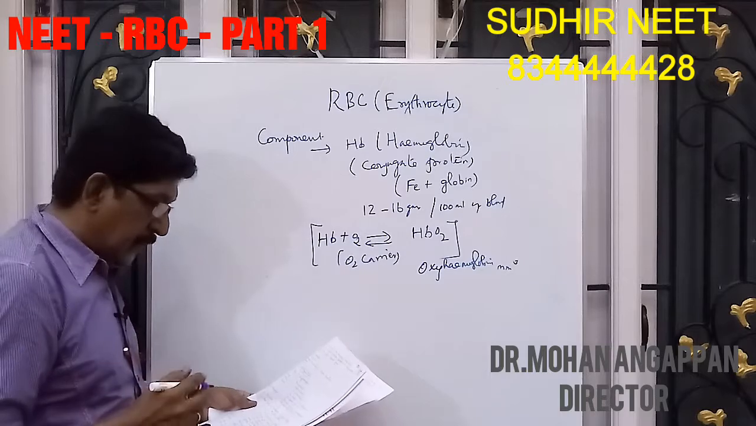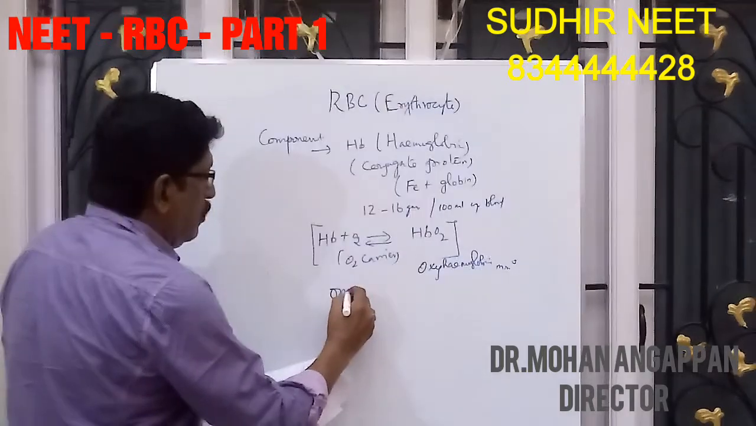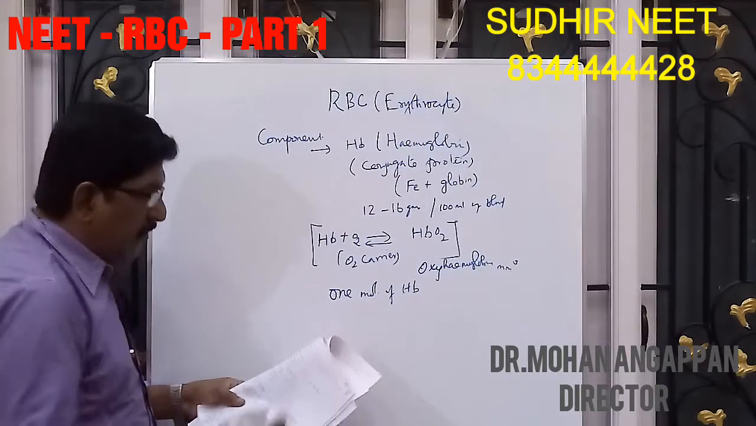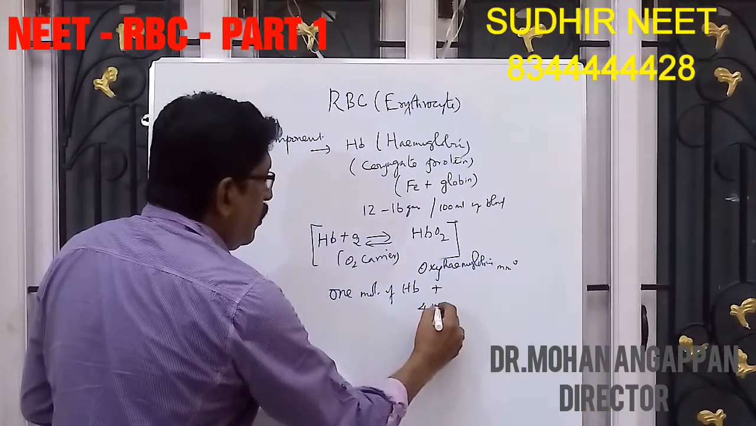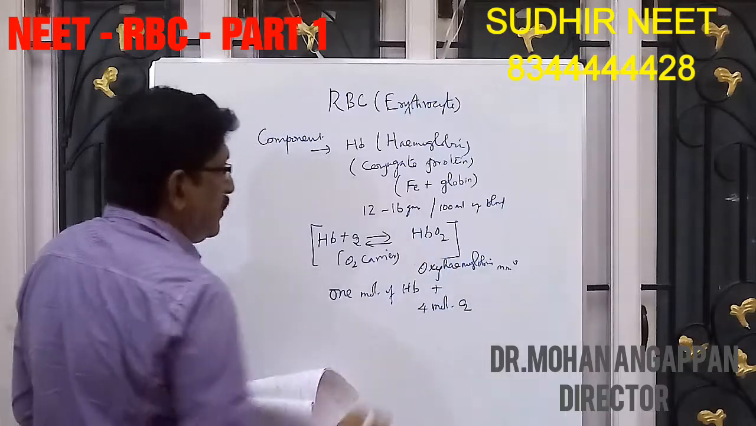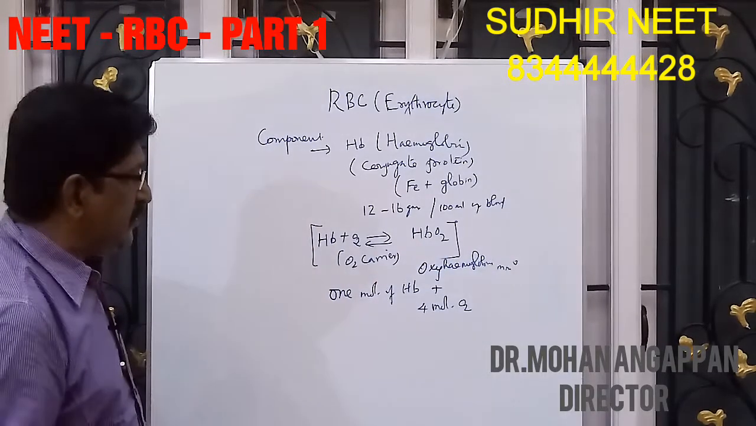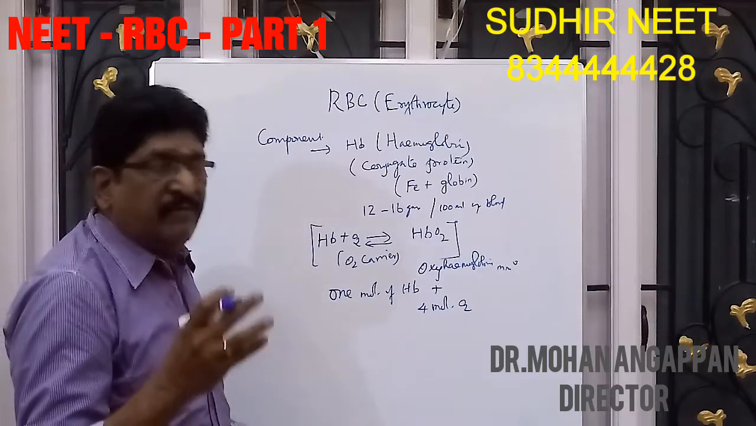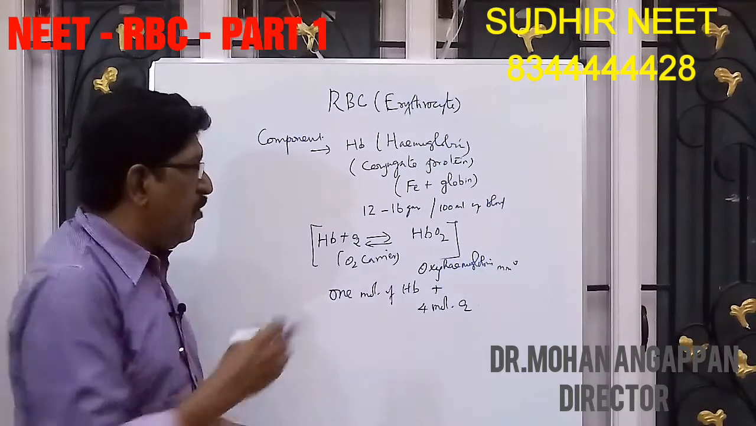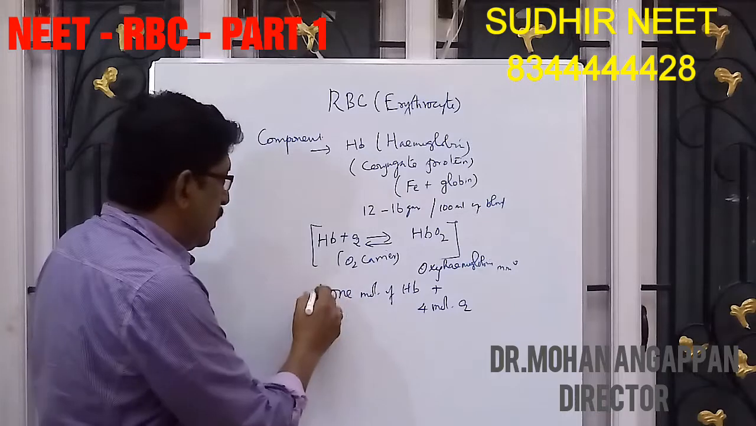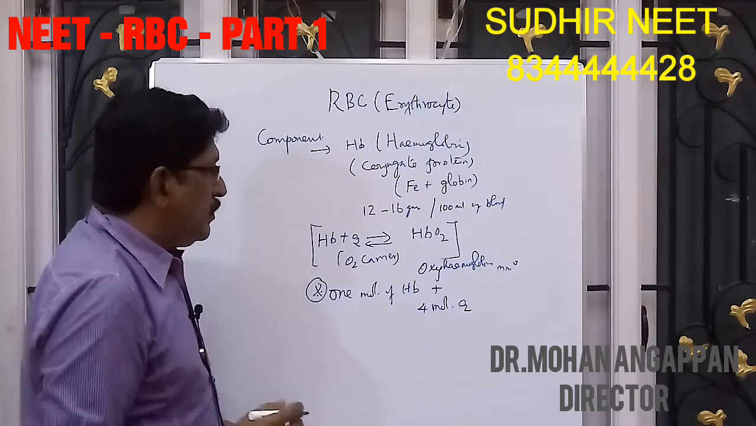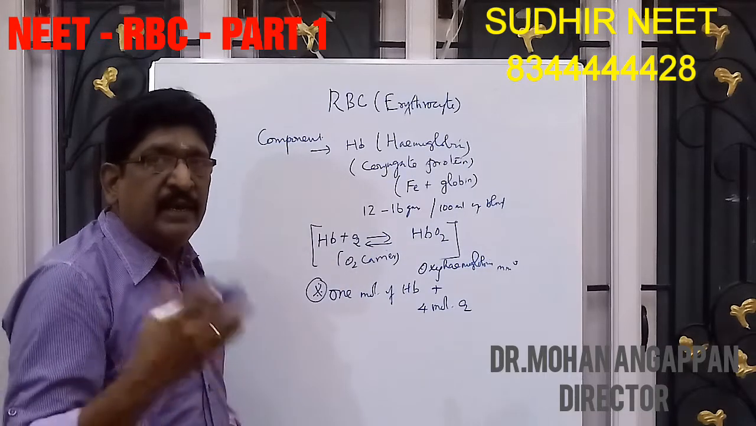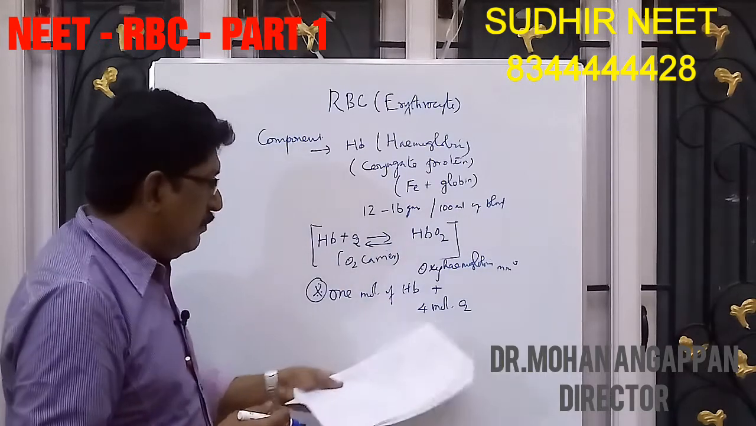That's very important. So one molecule of hemoglobin will combine with 4 molecules of oxygen. So the combining capacity of oxygen will be more. 1 molecule of hemoglobin will combine with 4 molecules of oxygen to form the oxyhemoglobin. This is very important. How many molecules of oxygen will be combined for 1 molecule of hemoglobin? The question may be asked in various ways. You must remember this.